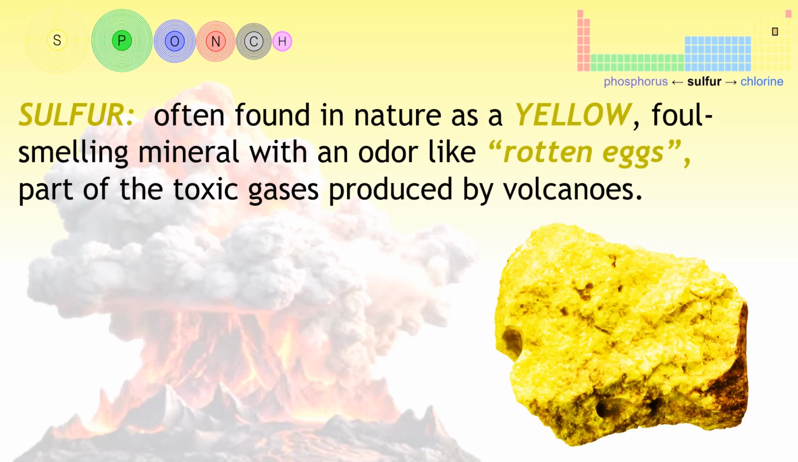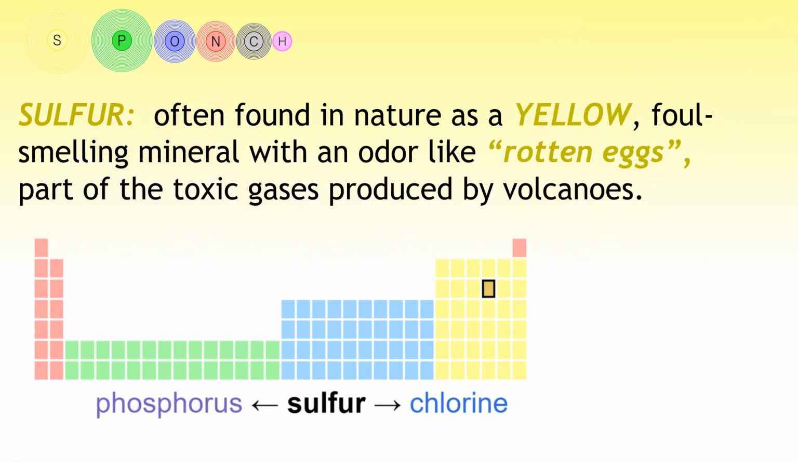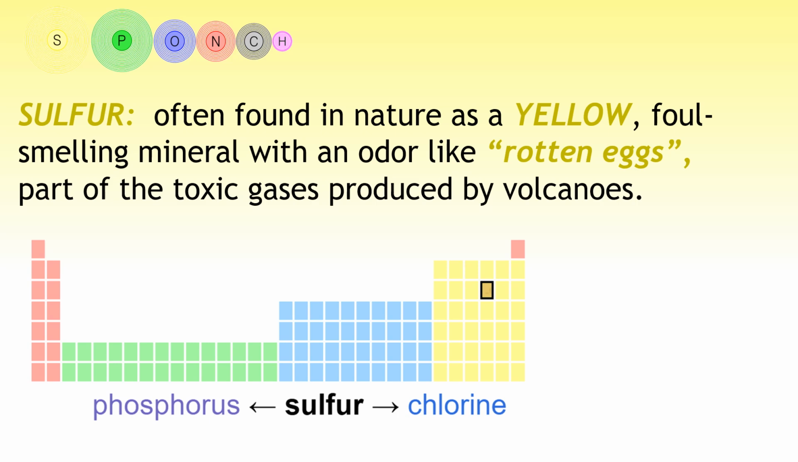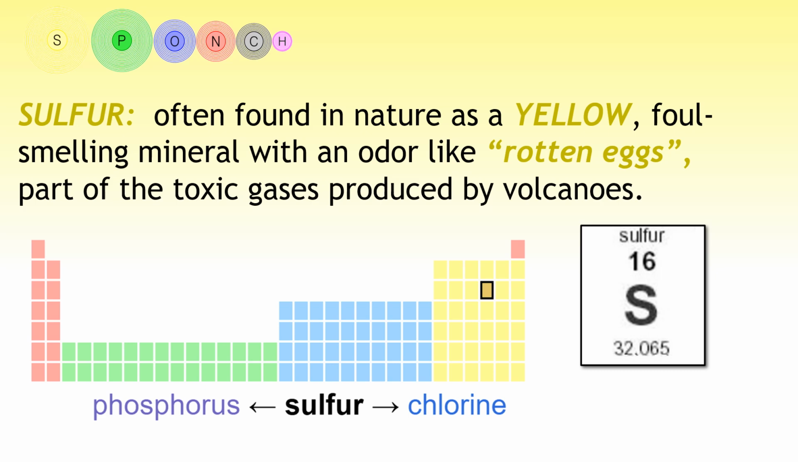S is for sulfur. It's often found in nature as a yellow, foul-smelling mineral with an odor like rotten eggs. It's part of the toxic gases produced by volcanoes. Where do we find sulfur in the periodic table? Atomic number 16.